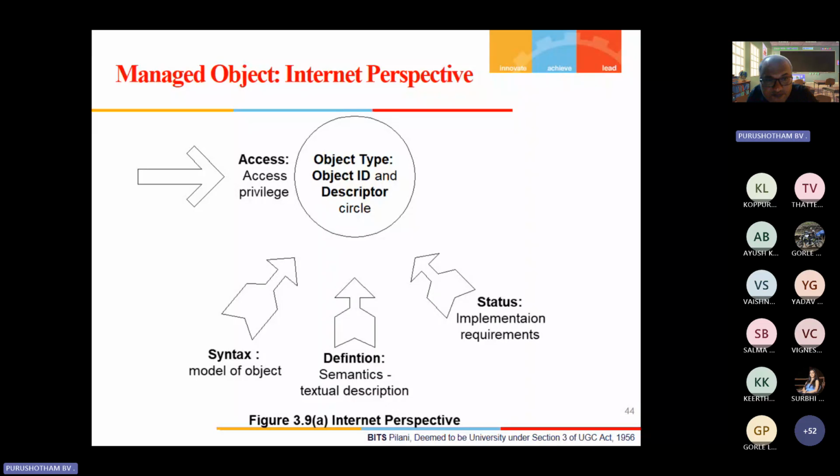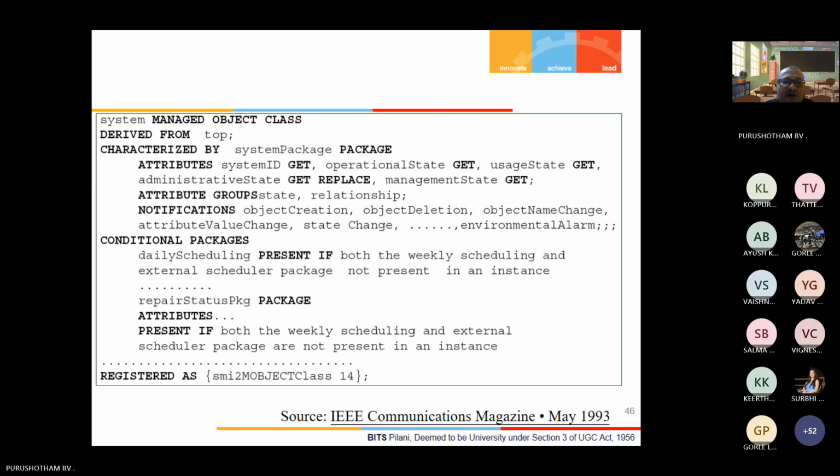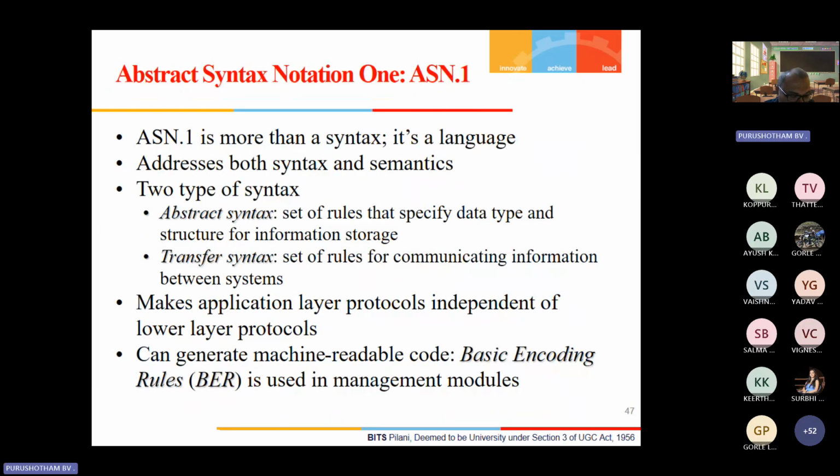So object type can be accessed, have its own syntax, which is model of object. Definition, that is semantics, textual description. Status is implementation requirement. Then we have the language to represent, that is called ASN.1, abstract syntax notation one, which is more than the syntax, and it is the language by itself. This one is going to address both the syntax as well as the semantics of the things.